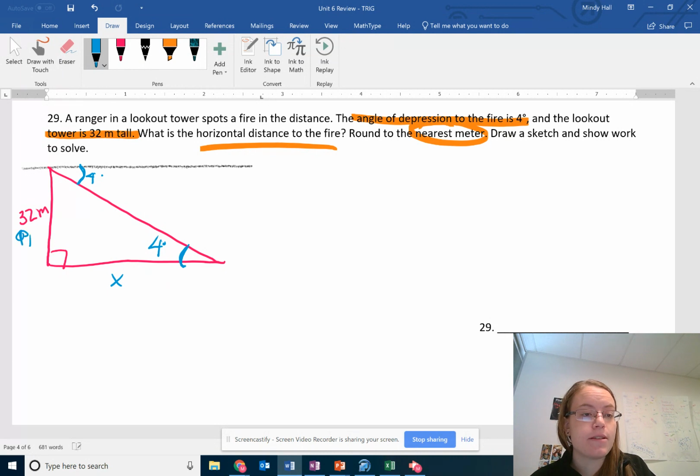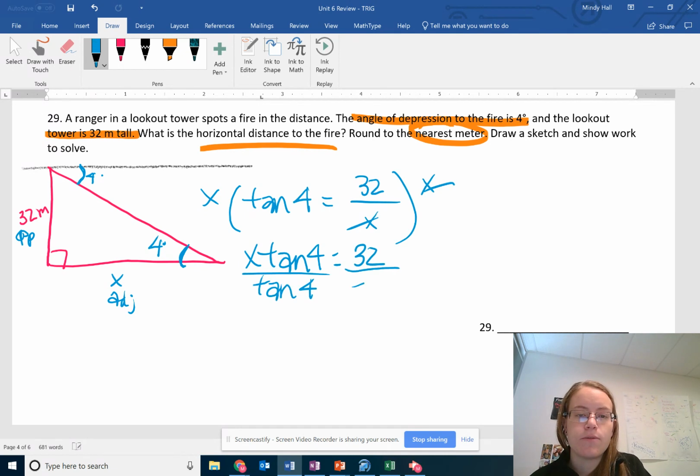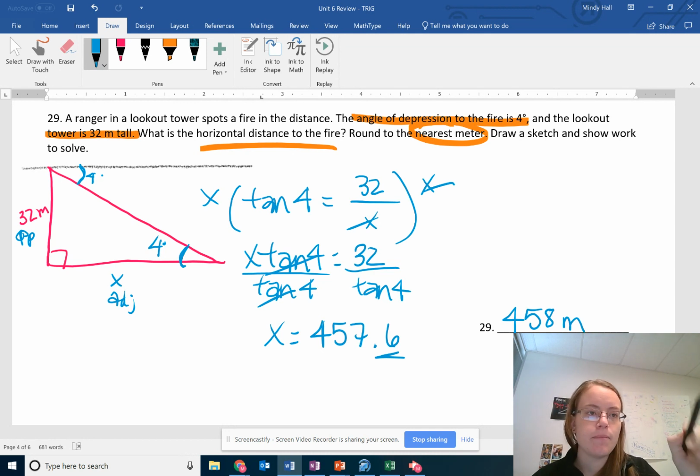So then this is opposite and adjacent again. So we're going to have tangent of 4 equals opposite 32 over adjacent x. So then we multiply both sides by x to cancel it out. So then x times the tangent of 4, we have to divide by tangent of 4. So then x equals 32 divided by tangent 4, which is 457.6. So that 6 tells us to round up. So then it's 458 meters.